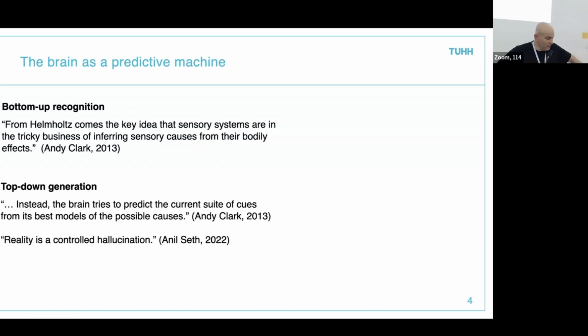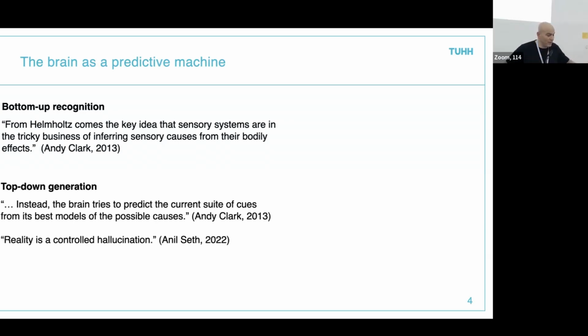You have these nice quotes from Andy Clark and Anil Seth. So Andy Clark associates the bottom-up recognition with the following words. From Helmholtz comes the key idea that sensory systems are in the tricky business of inferring sensory causes from their bodily effects. And then the top-down generation, instead, the brain tries to predict the current suite of cues from its best models of the possible causes.